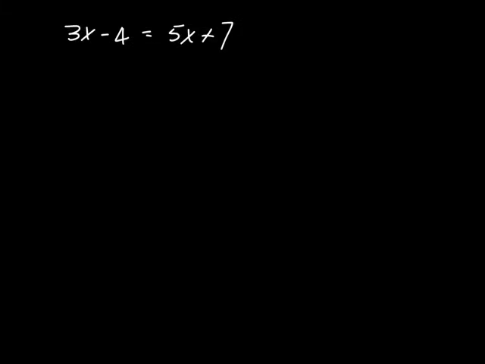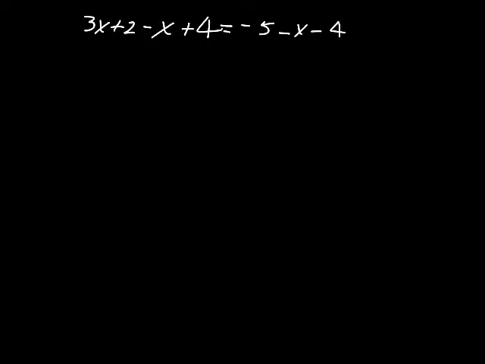Alright, we're going to try a few more of these. Make sure you get these. It's just more steps. It's not anything weird, it's just more steps. So I have 3x plus 2 minus x plus 4 equals negative 5 minus x minus 4.